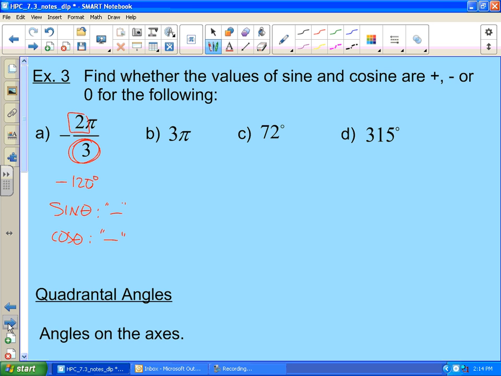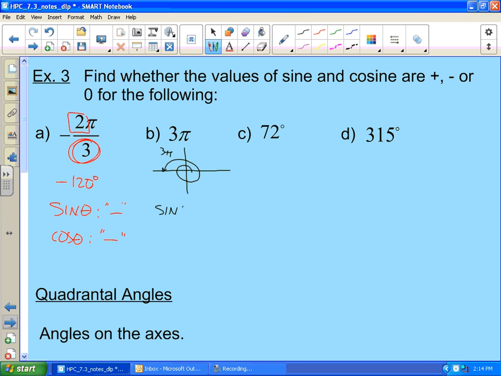3 pi puts us on the line. Which line? The x-axis, but which axis? It's the negative x-axis. Look at it, watch. 2 pi, 3 pi. 3 pi puts you on the negative x-axis. And then thinking about what happens on the x-axis.